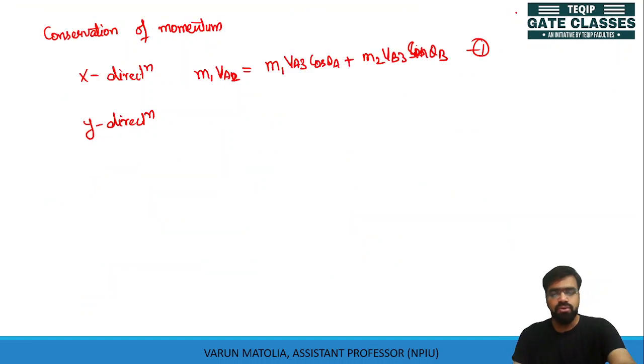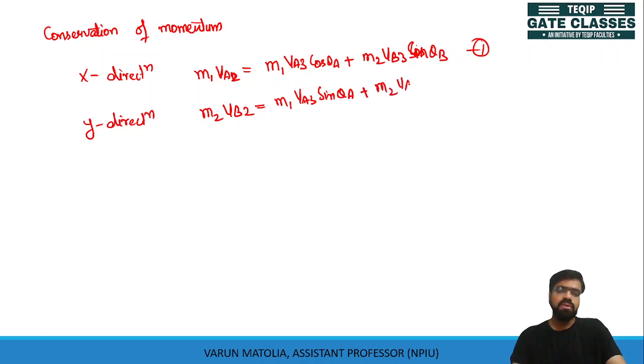So this we can use for our momentum conservation. m2 VB2 equals m1 VA3 sin theta A plus m2 VB3 cos theta B. This is equation 5 and this is equation 6.